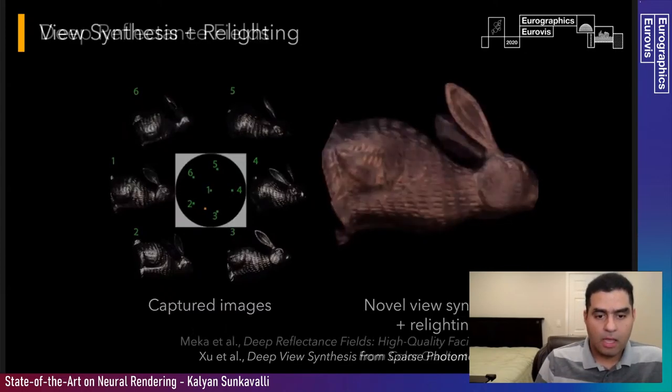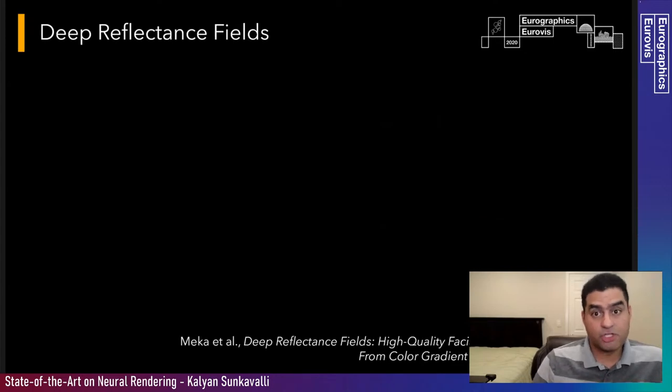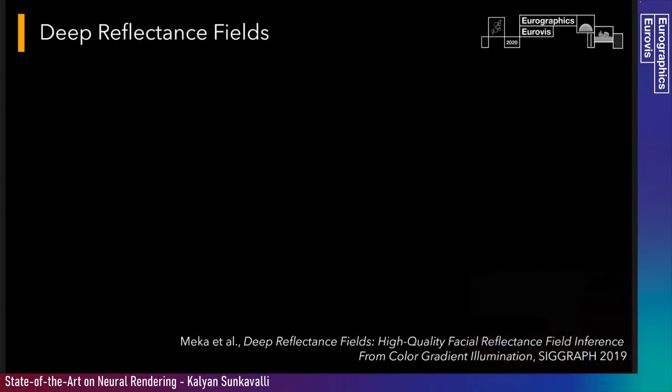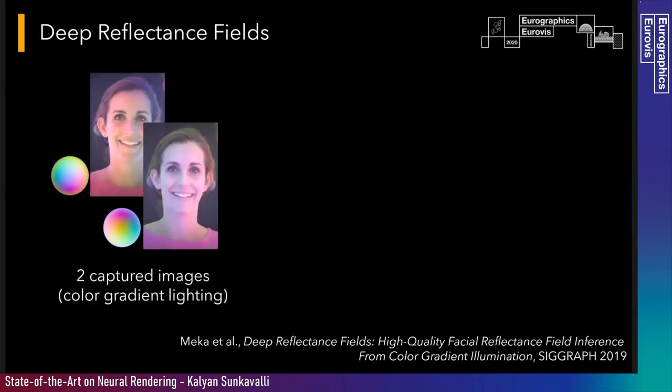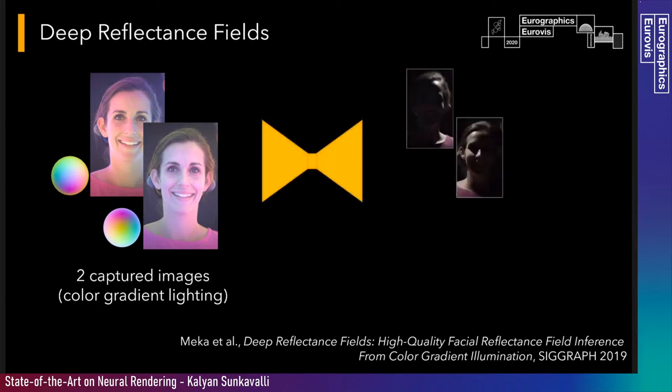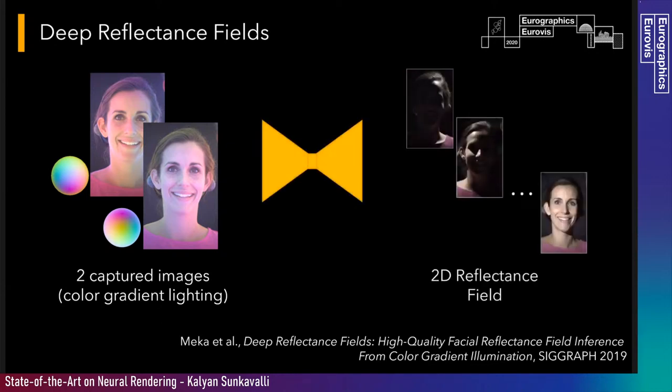So now I showed you that for some arbitrary objects, you can take five images and reproduce appearance under novel lighting. But Meka et al., in the specific context of humans, showed that you need only two images. You can take two images that are captured under specific lighting conditions called color gradient lighting, and then use a deep network to predict the appearance of this person under every possible directional light. So essentially the full 2D reflectance field of this person.